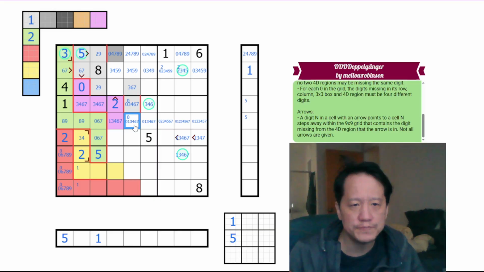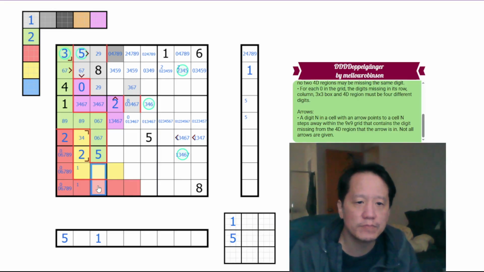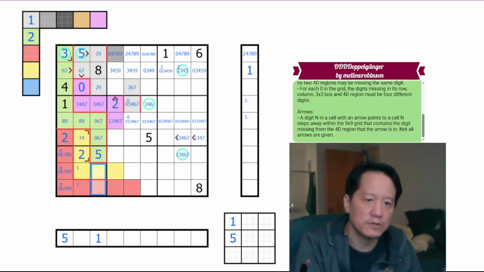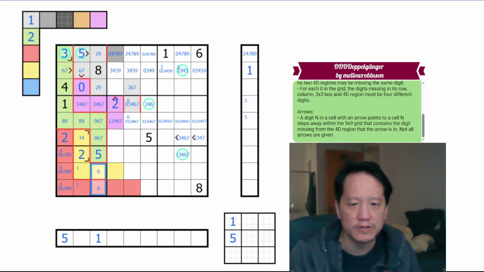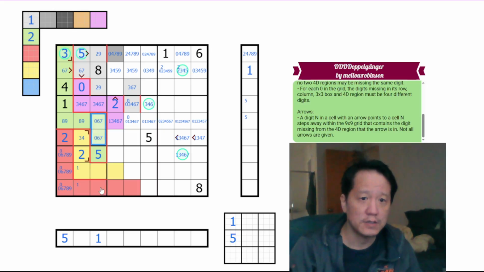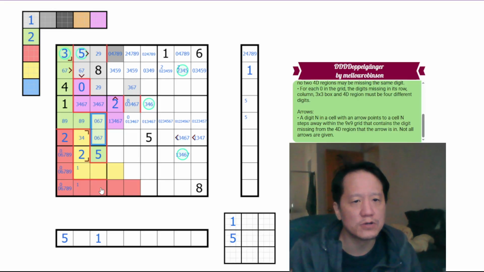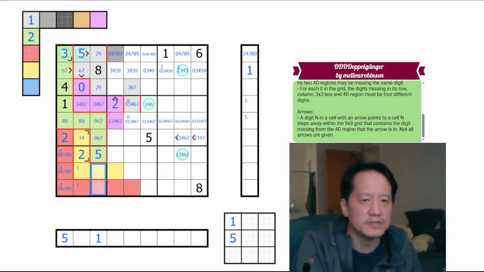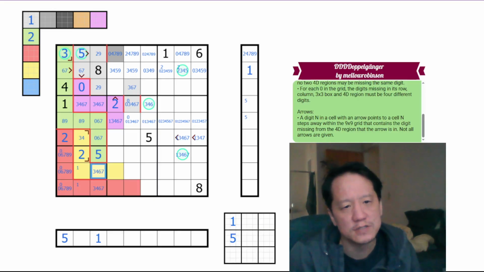The remaining digits in column 3. 0, it can't be 0 because we have a guaranteed 0 in one of these cells. Wait, no, that doesn't work. This 0 will be, oh, it's missing 2. Right, 2 and 1. Sorry, I keep thinking of the light region. So it can't be 0, no 1, no 2. It could be 3, 4, no 5, 6, 7, and that's it. So 3, 4, 6, and 7 there.